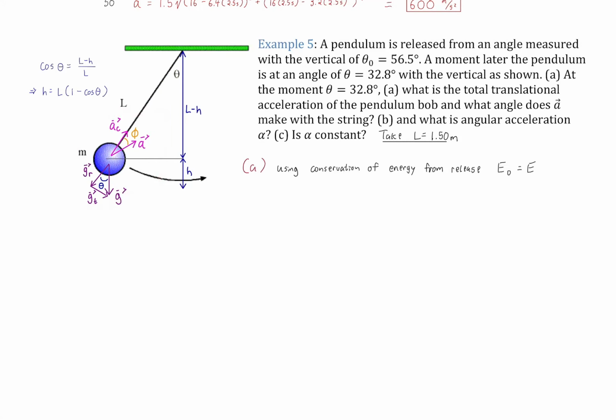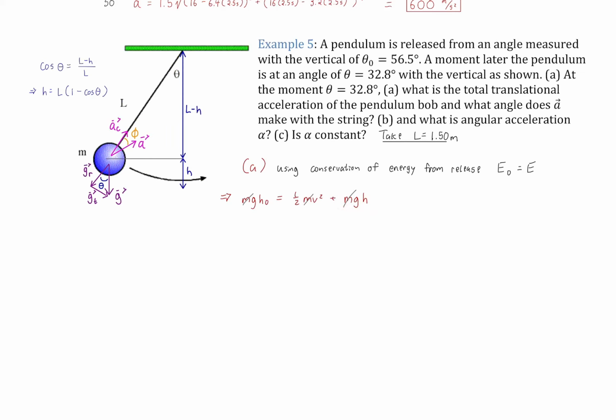What does the actual process of solving look like? Well, we'll use conservation of energy to go from E naught to E. E naught started up somewhere here when the pendulum was up higher, so that would be the initial energy. And once it swung down to this lower angle, that's the final state. Initially it was at rest, so its energy was entirely gravitational potential energy. After it swung down, it has translational kinetic energy and gravitational potential energy.